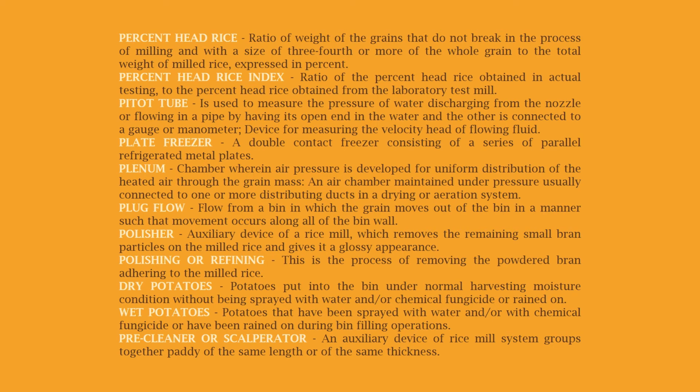Polisher. Auxiliary device of a rice mill, which removes the remaining small bran particles on the milled rice and gives it a glossy appearance. Polishing or refining. This is the process of removing the powdered bran adhering to the milled rice.